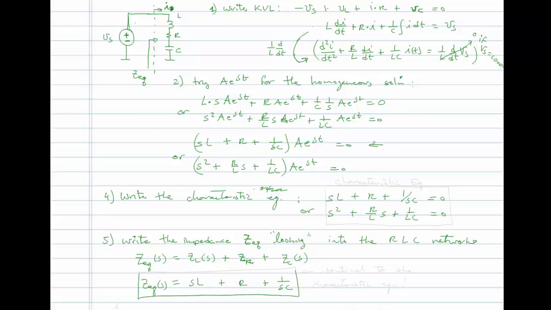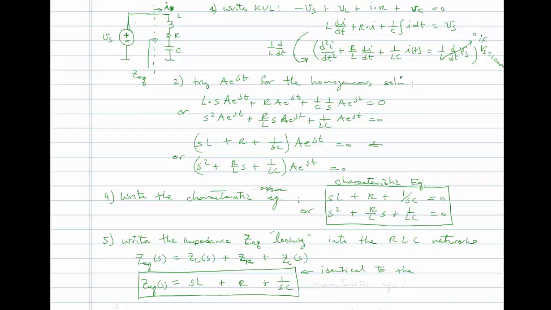And when we look at this, and then when we look at our characteristic equation right here, we see something very interesting. This impedance, SL plus R plus 1 over SC, is identical to the characteristic equation.